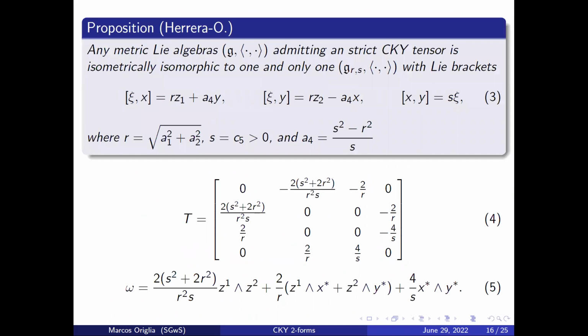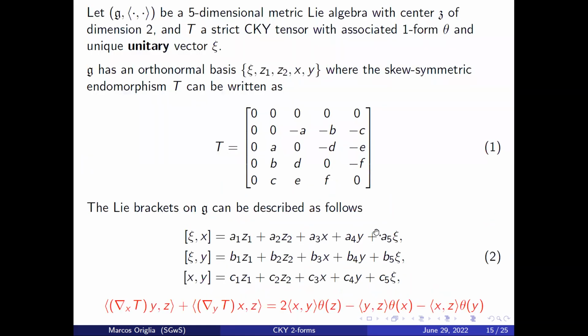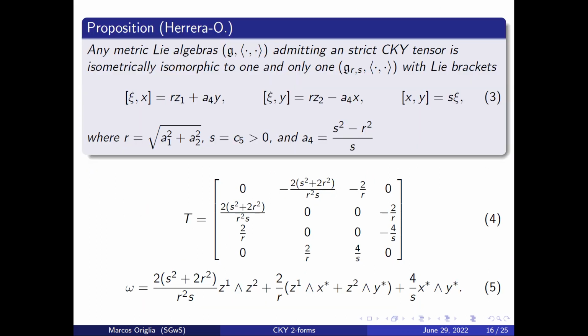So the reduction is given in two parts. The first part is this proposition. Such a Lie algebra with a strict conformal Killing tensor is isometrically isomorphic to only one of these. So we had many parameters on the bracket, A1, A5, B1, B5, the same with C, and we reduced them to only R and S, right? The metric is the same.